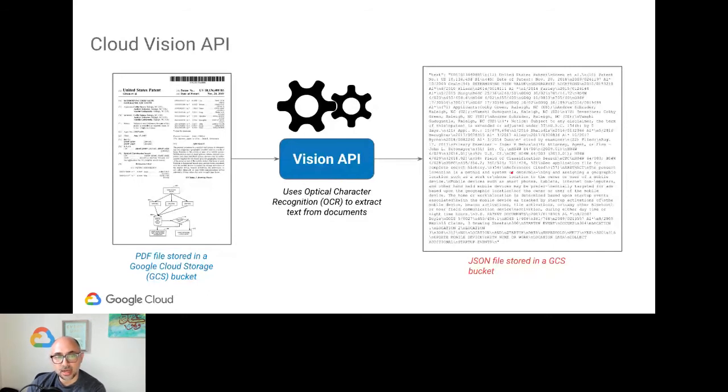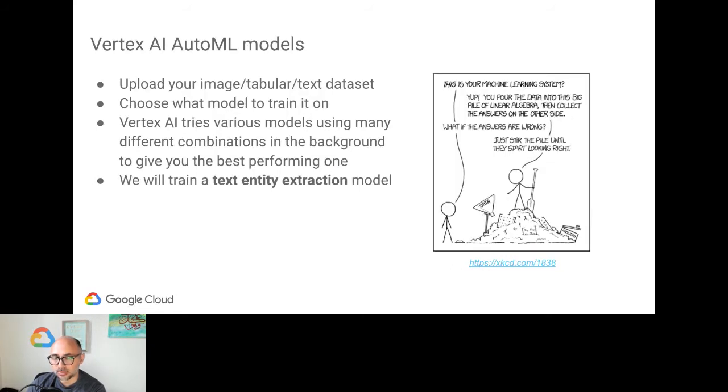And Vertex AI offers this AutoML training or model where you can upload your image, tabular, or text dataset, and choose what kind of model you want to train it on. In our case, we're going to use something called text entity extraction, which is a training method to train a model that will extract specific entities from text.